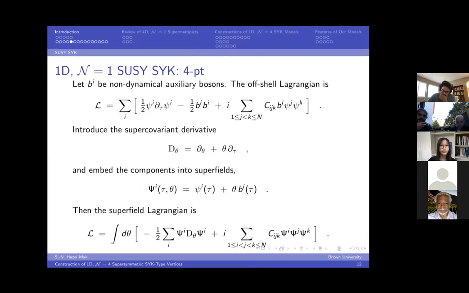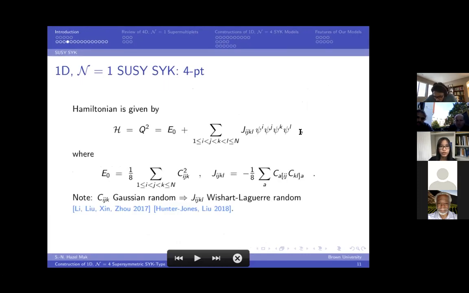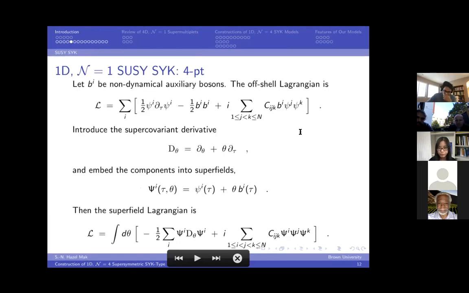So now let's introduce some supersymmetry by introducing an auxiliary boson. This is a kinetic term for the propagating fermion, and this is a kinetic term for the auxiliary boson. And this is the interaction term. If you integrate out the auxiliary boson, then you can see this B will equal this SYK term. So you can plug that in, and then you will get this onshore Hamiltonian term.